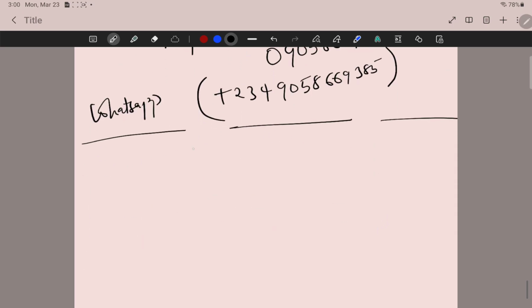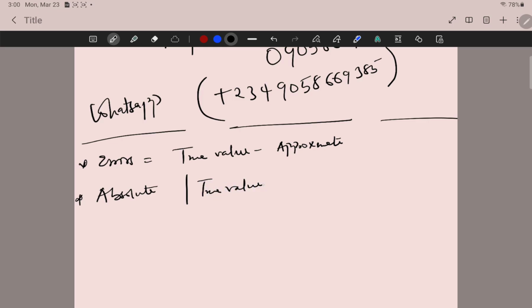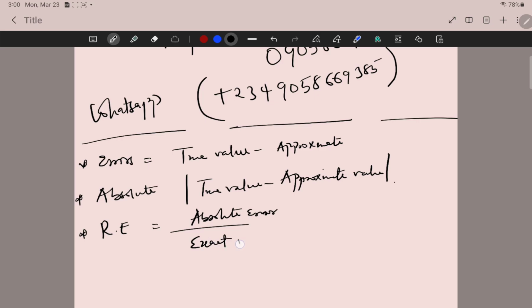Don't forget your errors. We talked about errors: the true value minus the approximate value. Another thing we talked about was absolute error: the same thing, but in absolute brackets, true value minus the approximate value. We talked about relative error: relative error is absolute error over exact value. Let's not forget that.